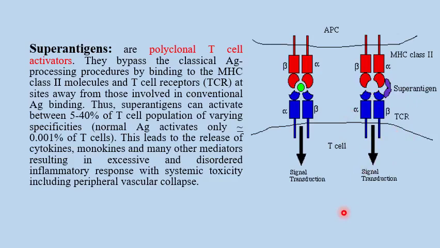So what? احنا عارفين بقى ان T cells لما يحصل لها activation تبتدي تعمل ايه؟ It leads to the release of cytokines, monokines, and many other mediators. فالamount of these mediators في حالة super antigens هيبقى huge amount نتيجة ان عمل activation لعدد a big number of these T cells. This will result in excessive and disordered inflammatory response with systemic toxicity including peripheral vascular collapse. Peripheral vascular collapse يعني معناها ايه؟ Means a severe drop in blood pressure and shock.